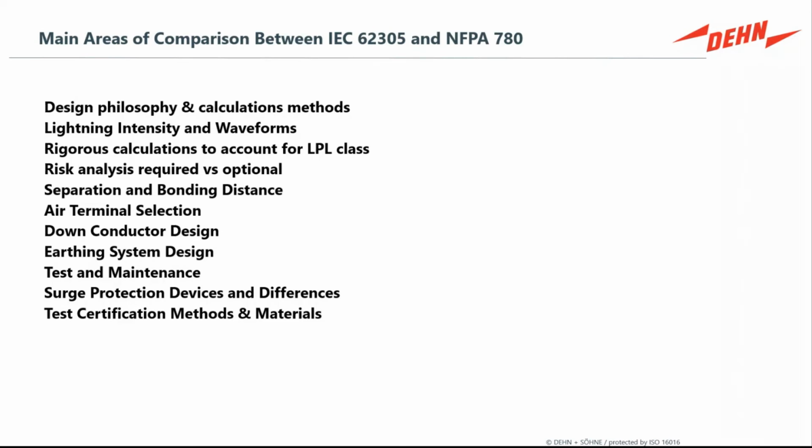Some of the main differences between IEC and NFPA 780 that come up a lot really come down to a sort of philosophy and calculation method. And it starts with a lightning intensity waveform environment. And from the environment of lightning, we can define rigorous calculation methods to deal with the air terminals, the down conductor systems, calculate the separation distance, calculate the amount of earthing that's required, and further calculate how much surge the surge protection devices should withstand, right?